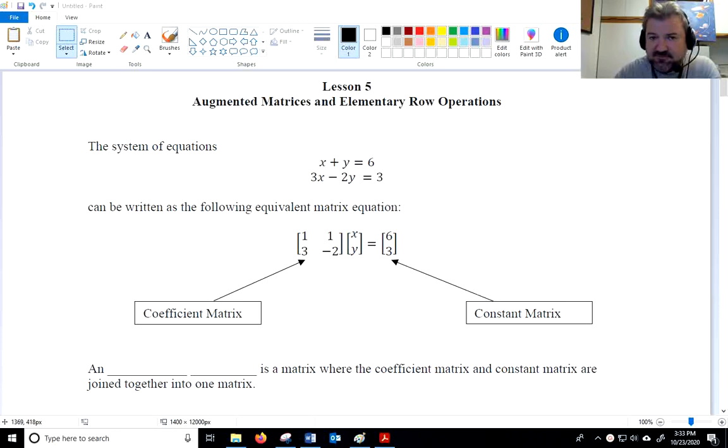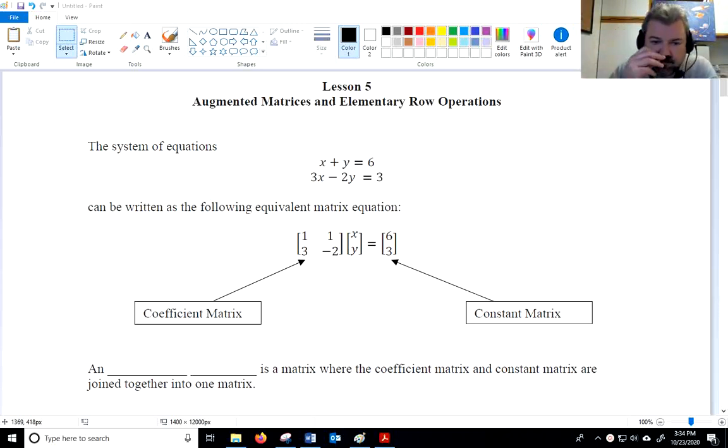This is Unit 4, Lesson 5. This unit has been all about matrix theory, and we're really getting into some heavy duty stuff today. This stuff is super neat. We're going to be learning about augmented matrices and elementary row operations.